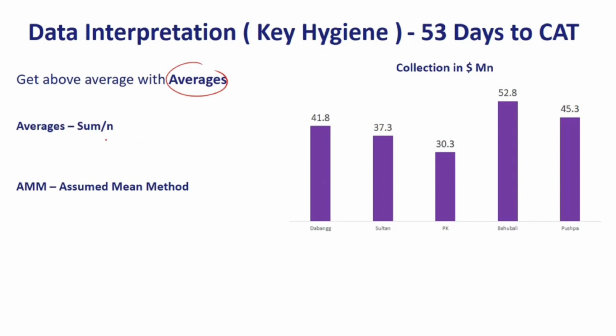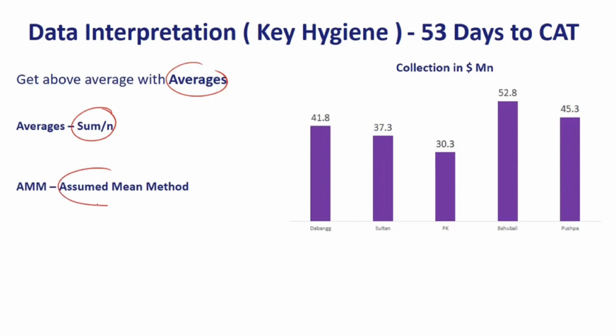In very simple terms, averages will be sum upon n. Let's take a very simple example. As far as arithmetic is concerned, you have simpler numbers, you can just add them and divide it by the total number of numbers and get the average. But in case of data interpretation, you don't get simple numbers. You always get some sort of decimals or a lot of zeros. So you have to calculate averages in those scenarios.